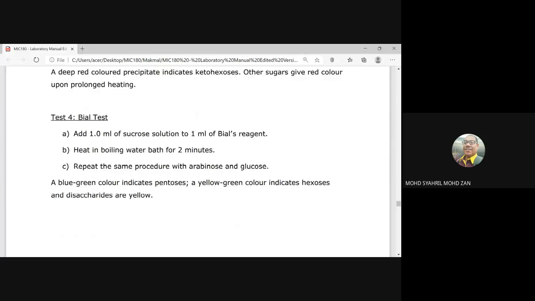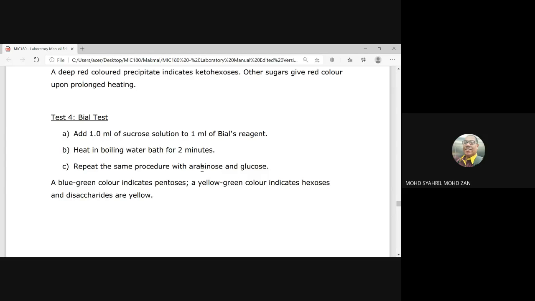Test number 4 is the Bial test. We need 1 ml of sucrose solution and 1 ml of Bial reagent. Mix both of them, and then you have to heat in boiling water for 2 minutes. And then repeat the same procedure with the other samples, which are arabinose and glucose.